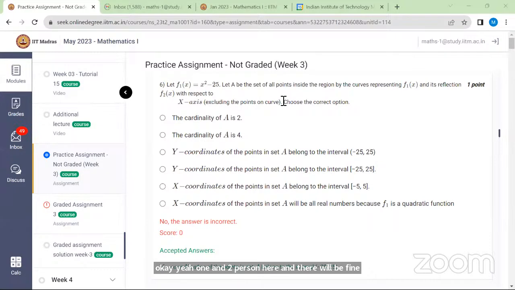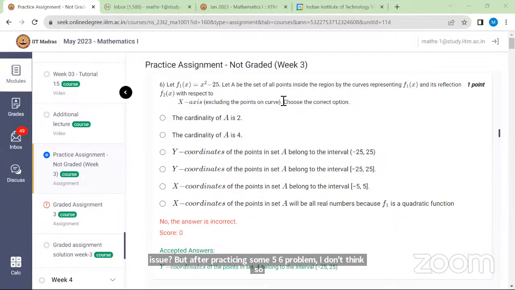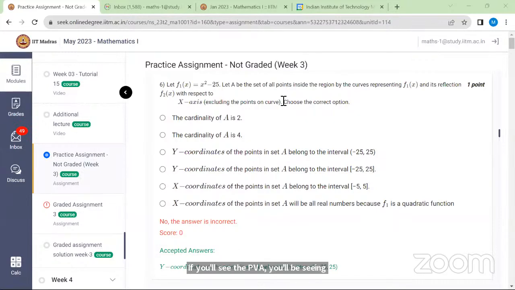Sir, one more problem we are facing. Whenever we see a question where a boat is traveling, or this calculation of money type of problem, we face issues. But after practicing some 5-6 problems, I don't think there will be much issue. If you see the PYQ, you'll see that similar types of problems come. Only the context has been changed, but the concept keeps getting repeated again and again.